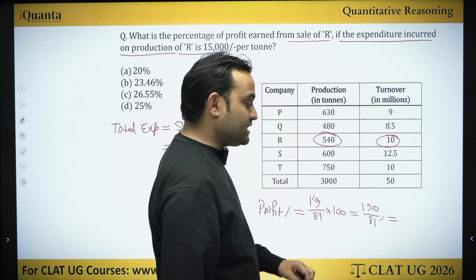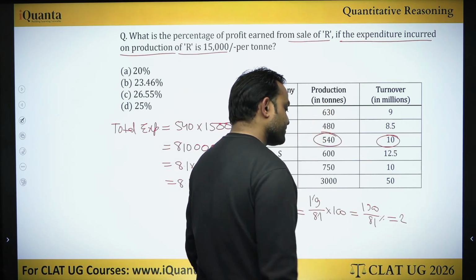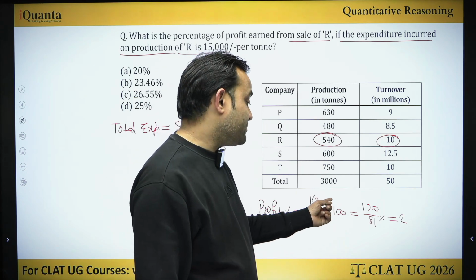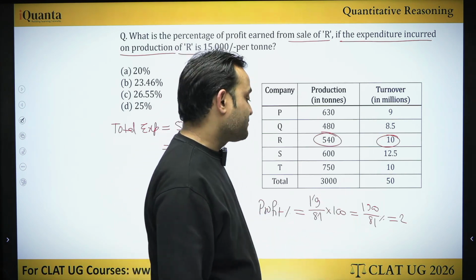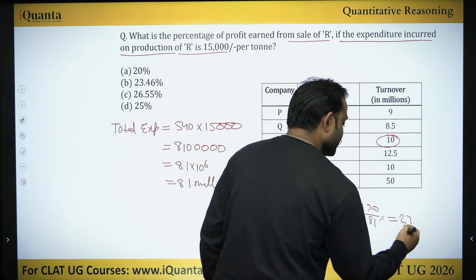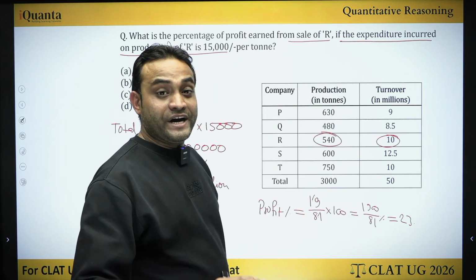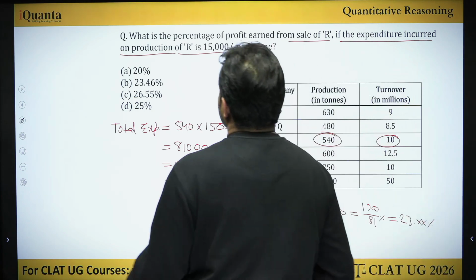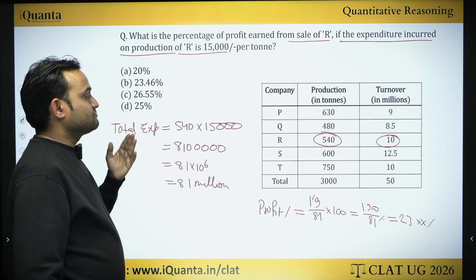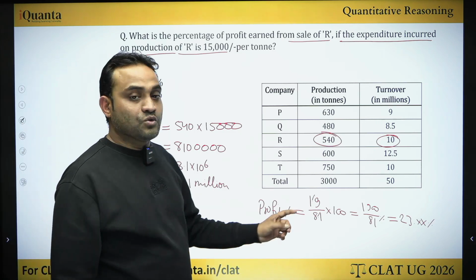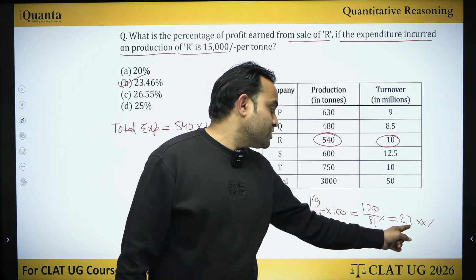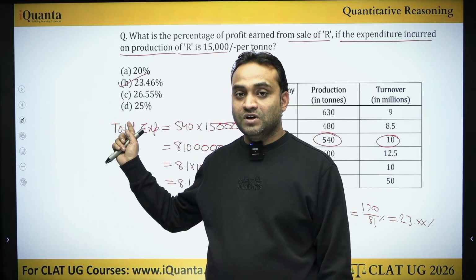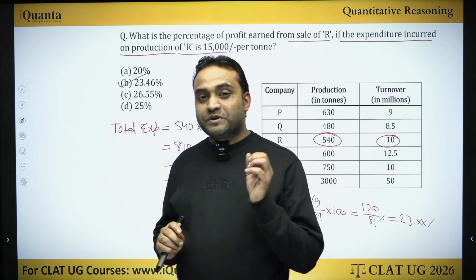Now if we calculate this, 81 into 2 is 162. 28 is the remainder. So 280. Now we multiply it by 3. So we get 243. 280. Do we need to calculate further? Let's check the options. 23 point something. Only one option is there. So we don't need to calculate further. Don't waste your time calculating this value. Check the options, and you can save your precious time.